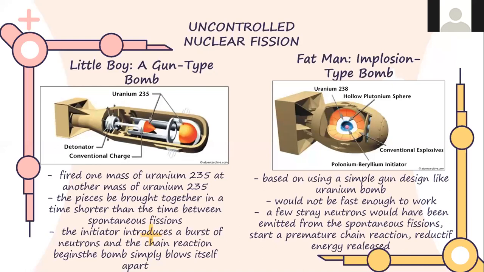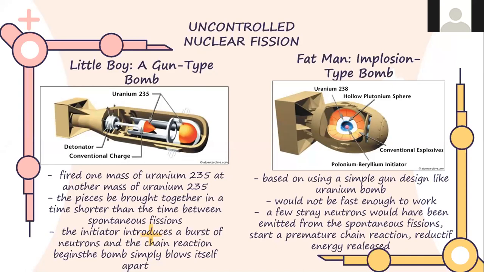Moving on to uncontrolled nuclear fission. These two are examples of uncontrolled nuclear fission, an example of which is the atomic bomb. This one is a gun type bomb. Its design consisted of a gun that fired one mass of uranium-235 at another mass of uranium-235, thus creating a supercritical mass.